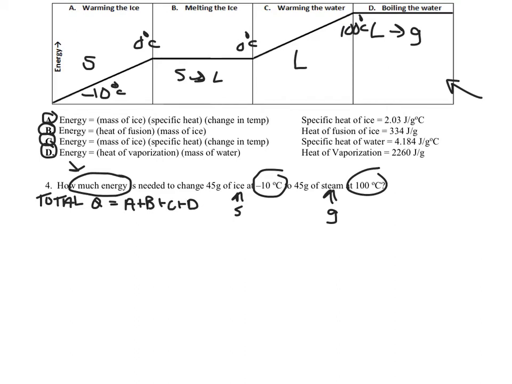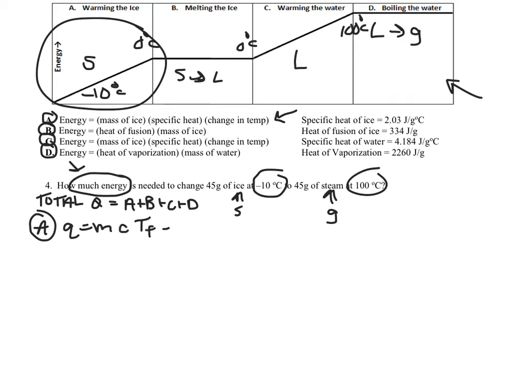In other words, all of the columns put together. All right, so let's do it. We got to start one at a time here. So section A, we're in this area right here. We are going to use this equation, Q equals MC delta T. Why? Because the chart says so.